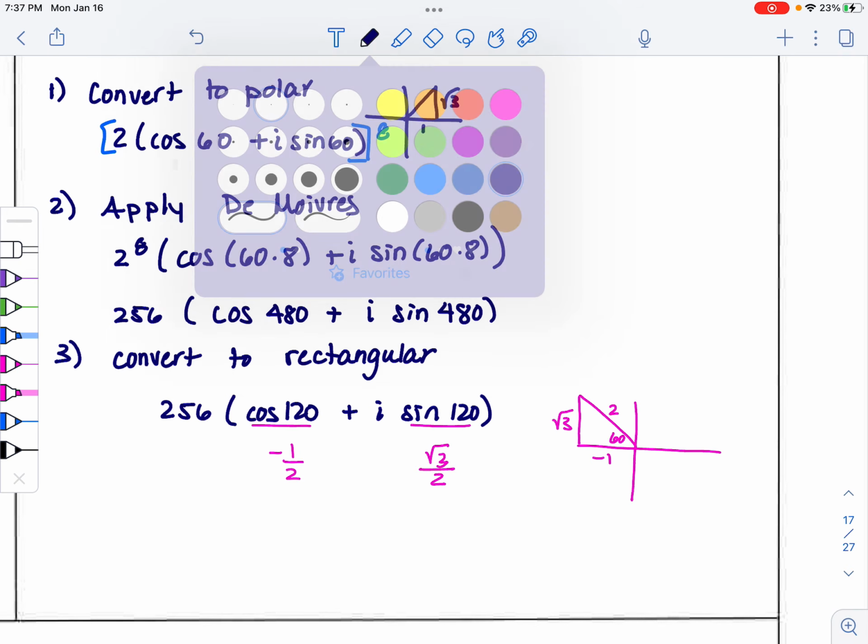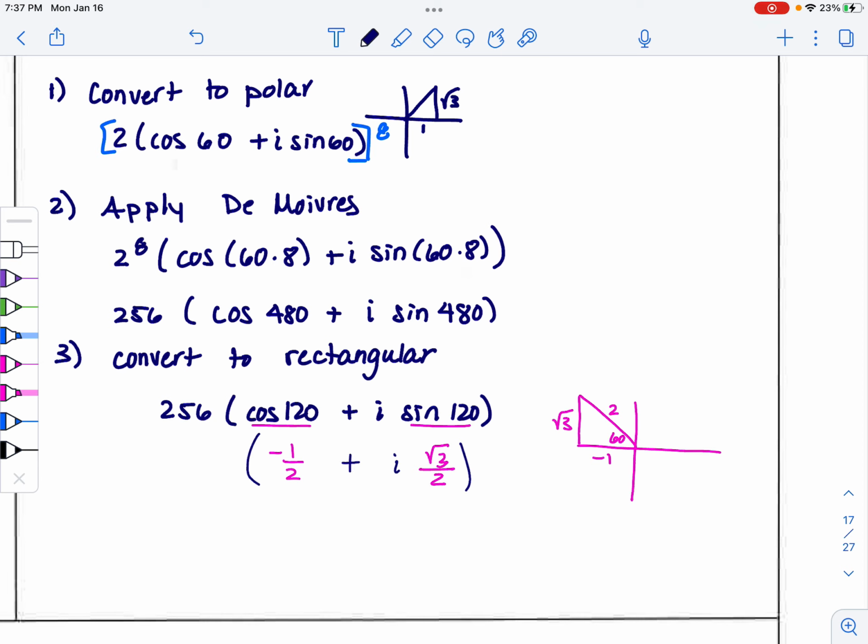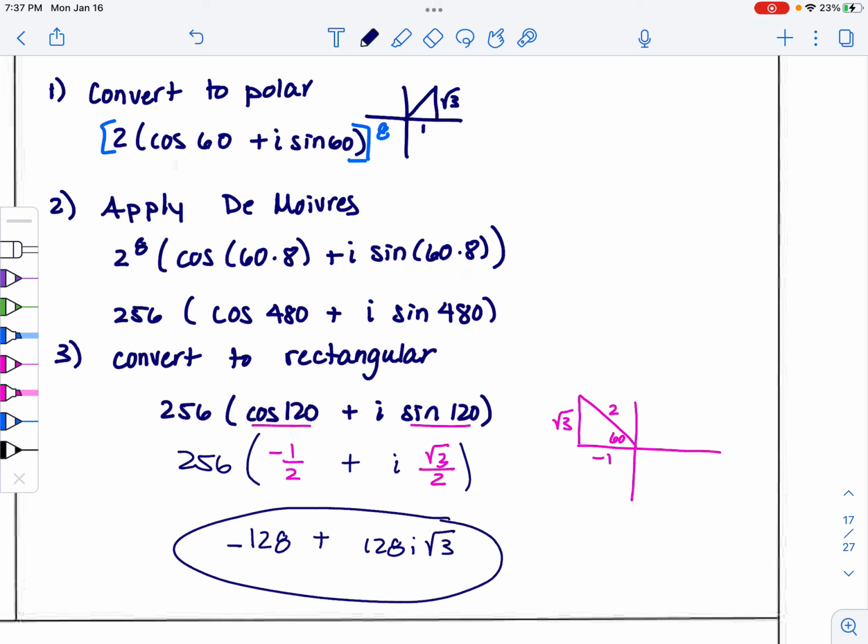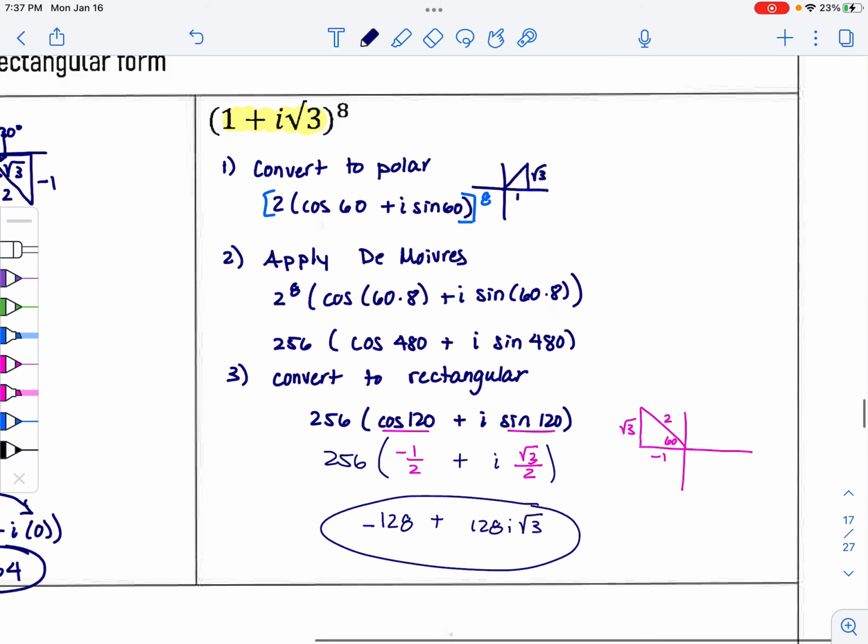I still have my i's in there. And I still have 256 out there on the outside. So when I multiply 256 times that -1/2, I get a final answer for the x of -128 plus I, and I'm going to move this I around a little bit because I know that I'm also going to have 128 as a whole number. We like to write our whole numbers before the variable. So 128I square root 3. That would be my final answer in rectangular after I distribute that 256 in.